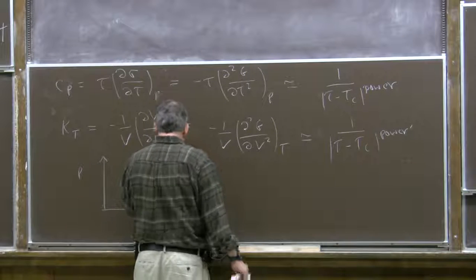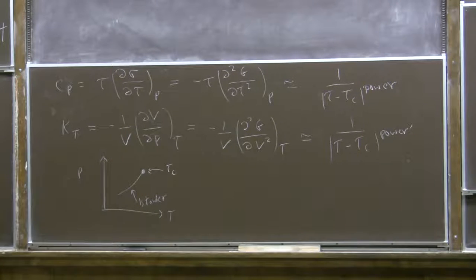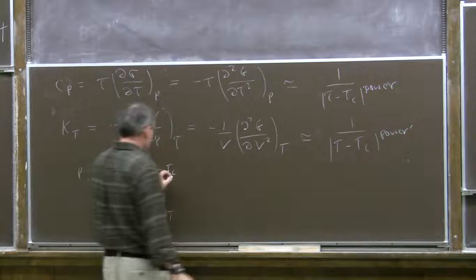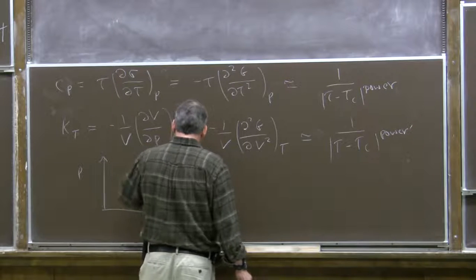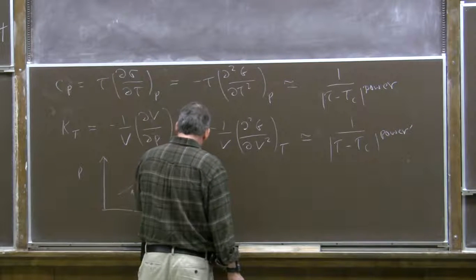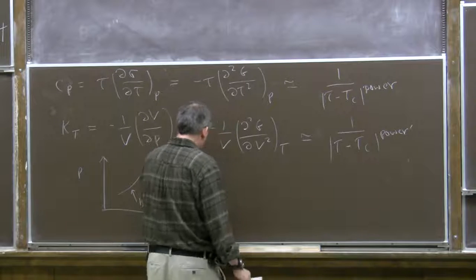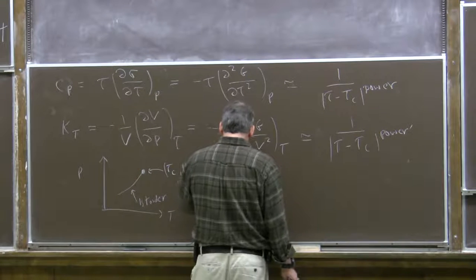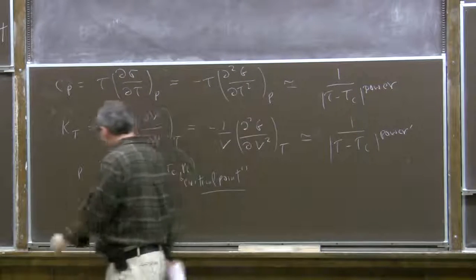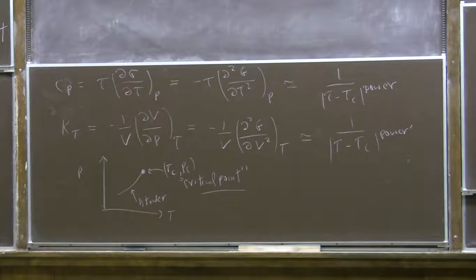Now this is what we call the critical temperature and critical pressure, or critical point, in the TP plane where a second-order phase transition occurs. So we'd like to understand better the properties of second-order phase transitions. And let's try to understand it in the van der Waals model.